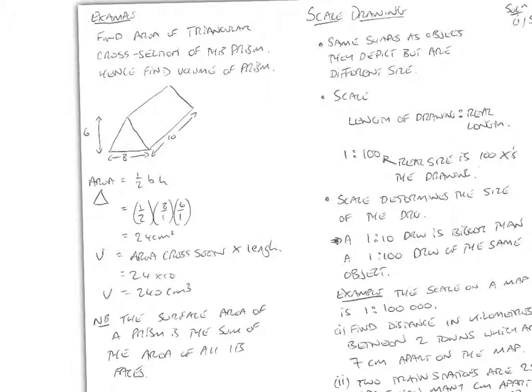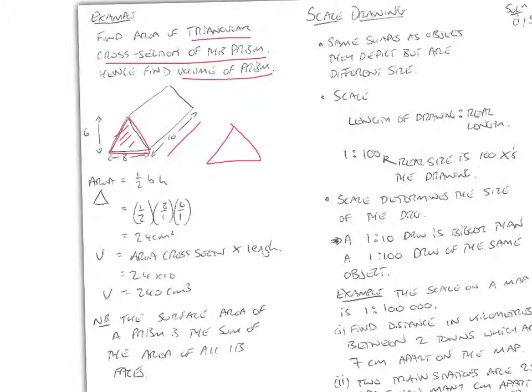Find the area of the triangular cross section of this prism, hence find the volume of the prism. So here is the cross section. You need to find the area of that and then multiply it by that. Okay, so what are we looking at here?